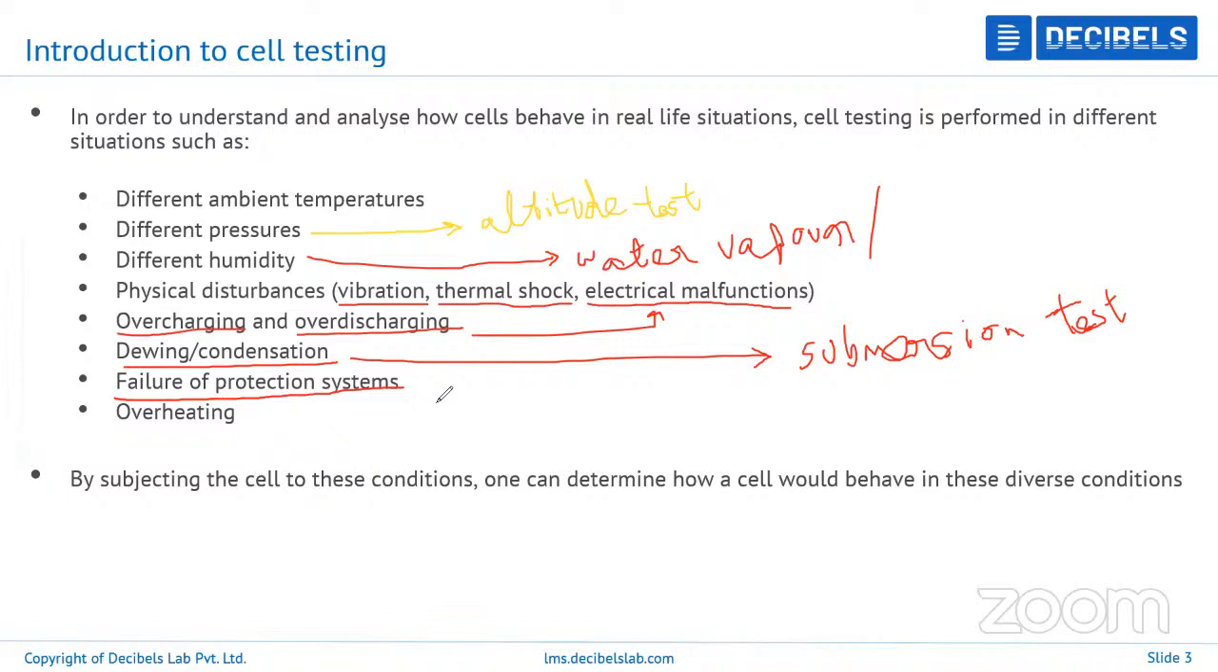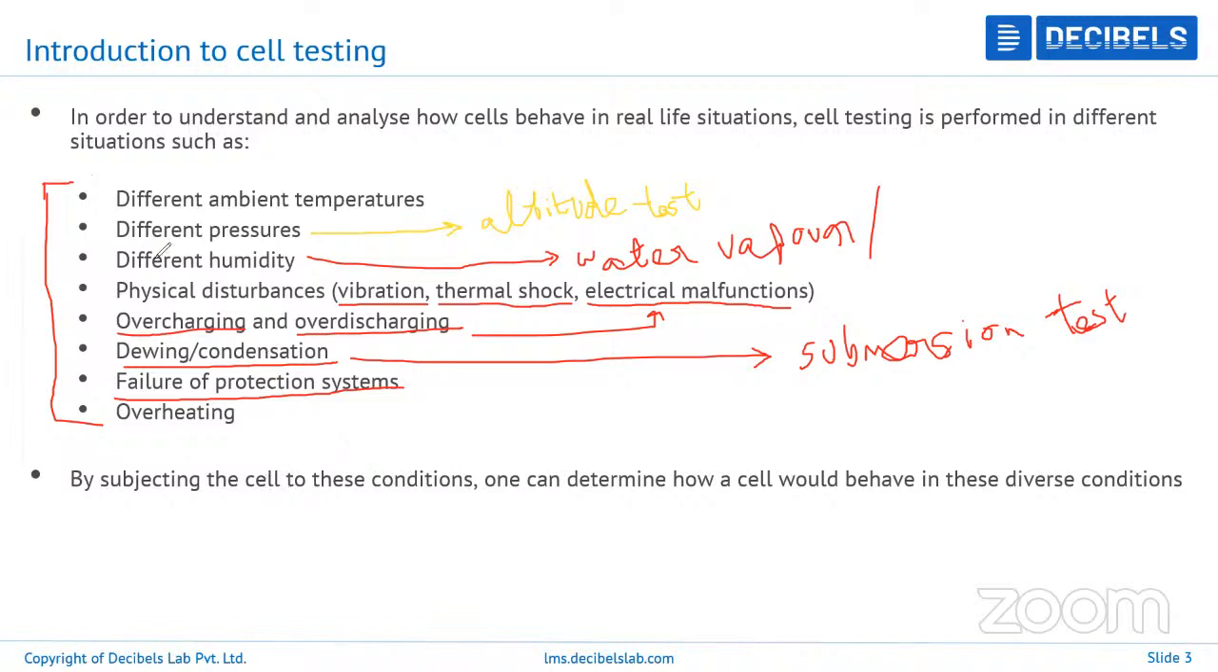Basically we know that battery packs do require protection systems, especially in electric vehicles, to prevent any harmful operations from the battery pack. But in case they fail, which is also possible in real life operation, what exactly will be the aftermath, or how exactly will the cell and the battery packs behave after the protection systems have failed? That also has to be analyzed, and that is why all of these situations apply to this particular classification called cell testing.